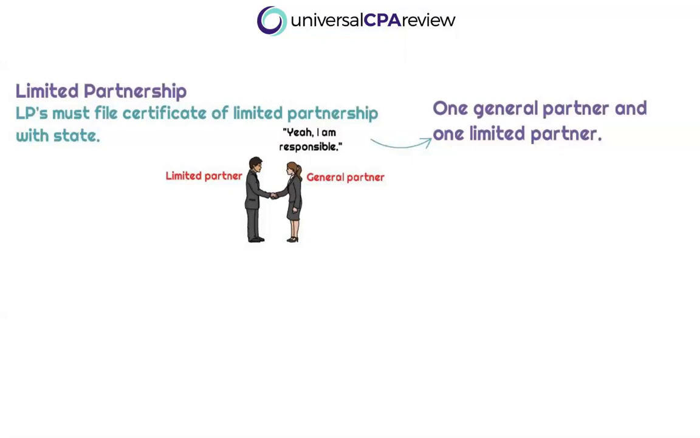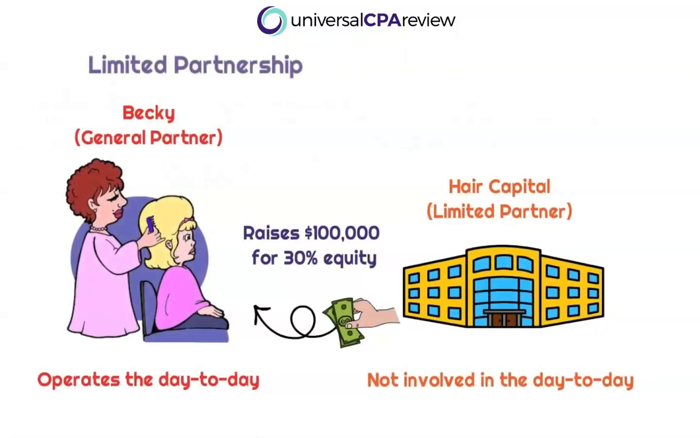Let's now say that instead of teaming up with Stacy and Rhonda, Becky raises some additional funding from Hair Capital. They invest in everything hair related. I know that's absurd. Let's say that Becky raises $100,000 for a 30% interest in her company. But Hair Capital has nothing to do with the day-to-day operations. That makes them passive investors, also known as limited partners, whereas the general partner would be those that are operating the day-to-day. So Becky would own the other 70% and would be the primary operator and the general partner.